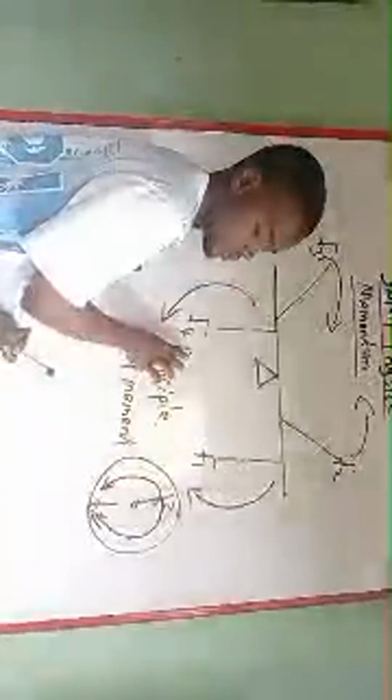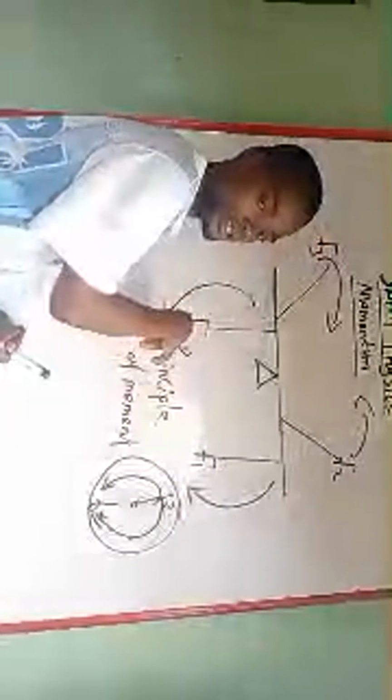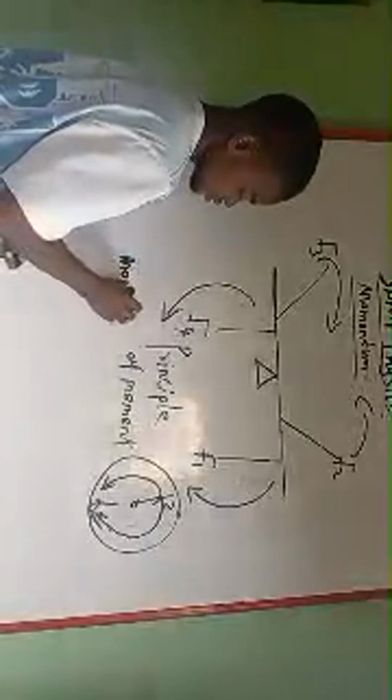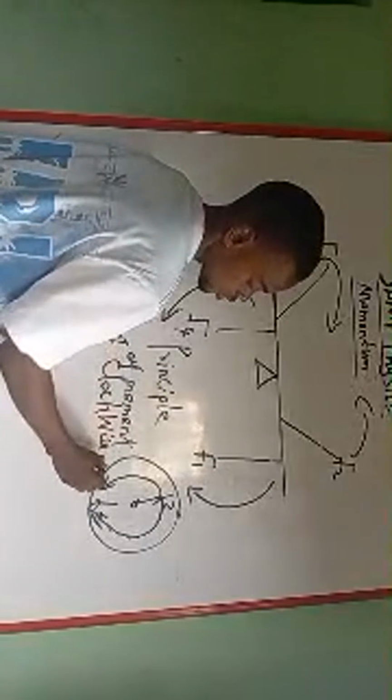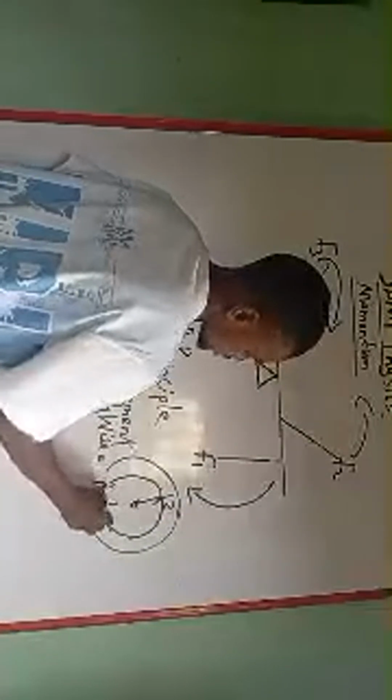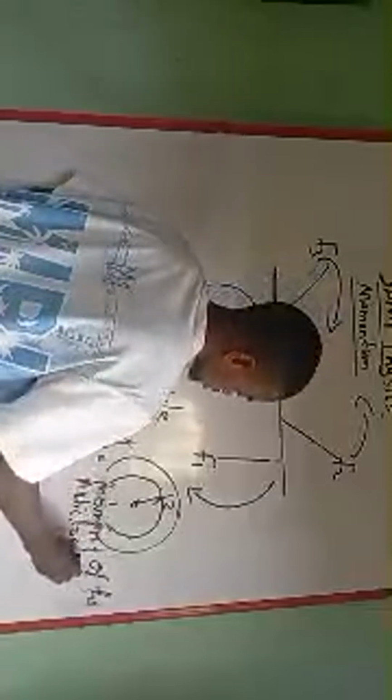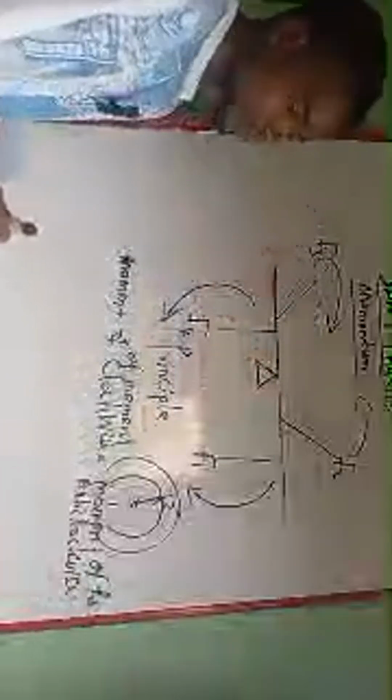The principle also states that the sum of the moments in the clockwise direction is equal to the sum of the moments in the anti-clockwise direction. So if this moment is here, we are going to have that the moment of the clockwise direction equals the moment of the anti-clockwise direction.